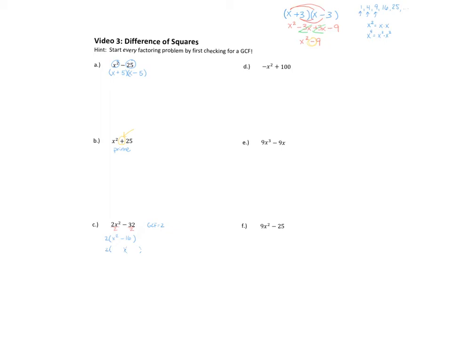The square root of x squared is x and x. The square root of 16 is 4 and 4. And I know I'm going to need 1 plus sign and 1 minus sign. And here's my answer, completely factored.